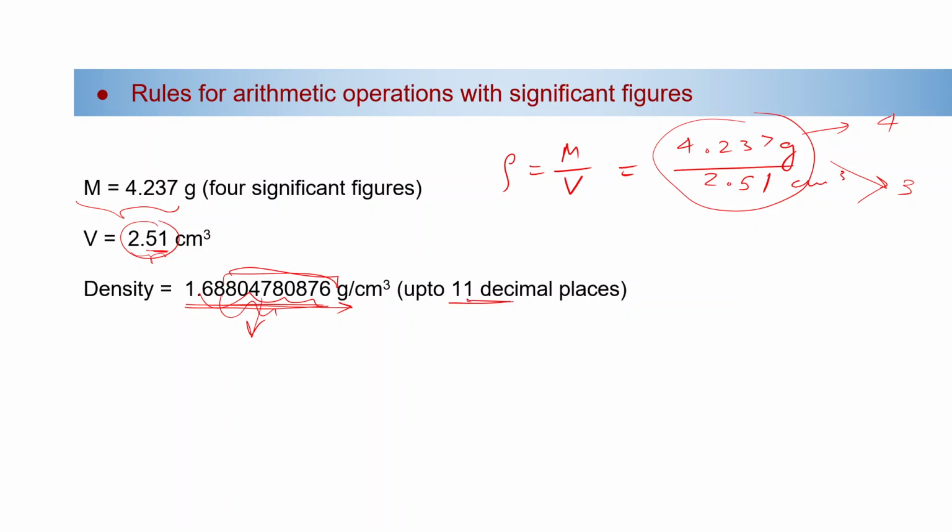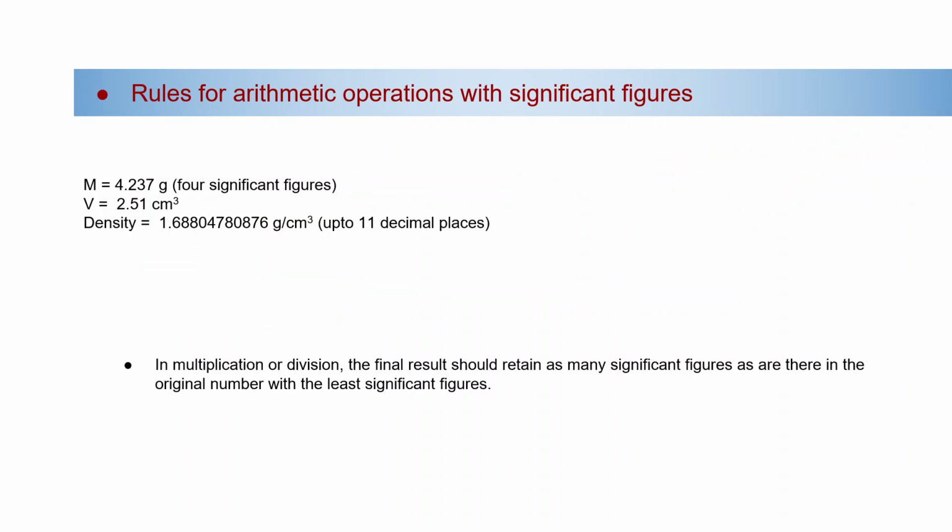Although we are getting an answer from calculators up to 11 decimal places, we have to keep in mind this rule: in multiplication or division, the final result should retain as many significant figures as there are in the original number which has the least significant figures. So these are the original numbers, and the one with the least significant figures is this. So our answer will have 3 significant figures.